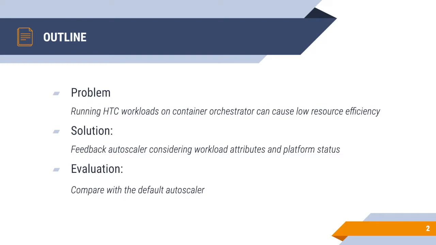Second, I will give our solution to this problem, which is a feedback autoscaling mechanism that considers workload attributes as well as the platform status. Based on this mechanism, we develop a high-throughput autoscaler. At the end, I will give some evaluation results. We compare our high-throughput autoscaler with the Kubernetes default autoscaler, horizontal pod autoscaler, by considering two kinds of workload, a CPU-bound workload and an I/O-bound workload.